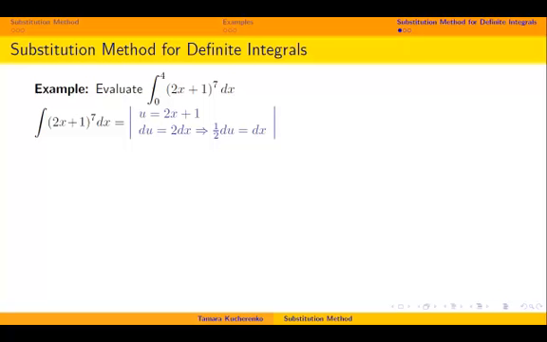We make the substitution and obtain 1/2 integral of u to the 7th du. By the power rule, it equals u to the 8th over 16 plus c. Now we return to our original variable x and obtain 1 over 16 times (2x plus 1) to the 8th plus c.